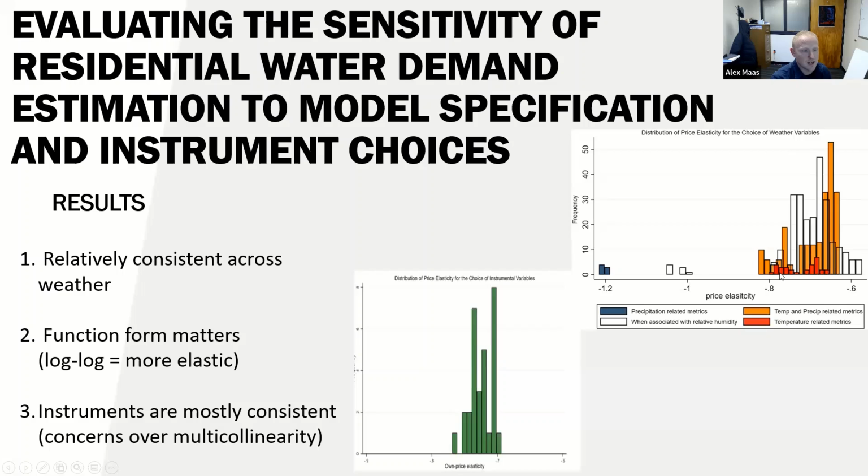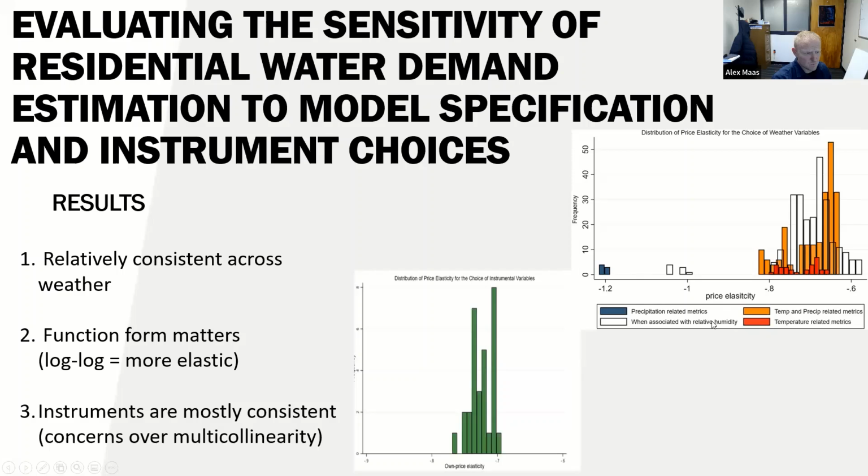So you can see that if you include temperature metrics, you get some range here, -0.8 to -0.62 or whatever that is. If you include temp and precips, you're getting a different range of potential estimates, right? Highly centered around, let's say, -0.62. If you start including relative humidity, you get mostly still in the same area. If you're just including precipitation metrics, it's not a good estimate. Your estimate ends up way too elastic.